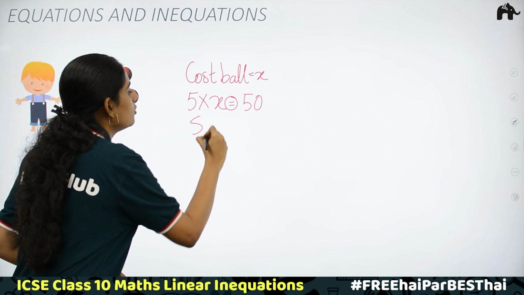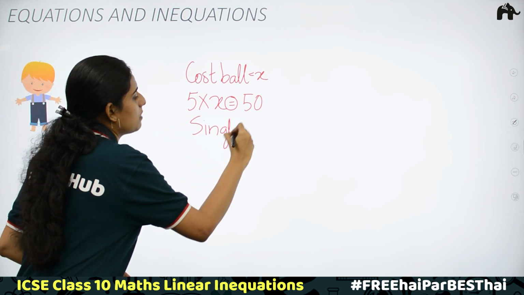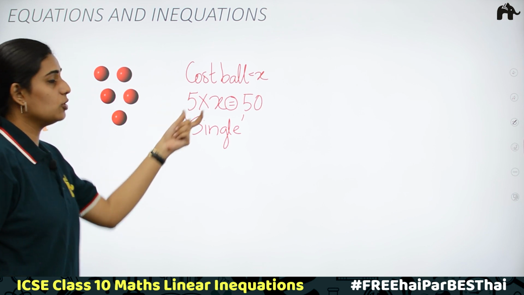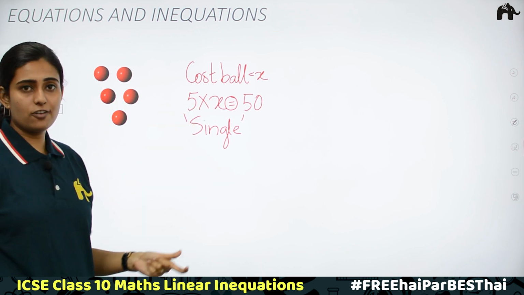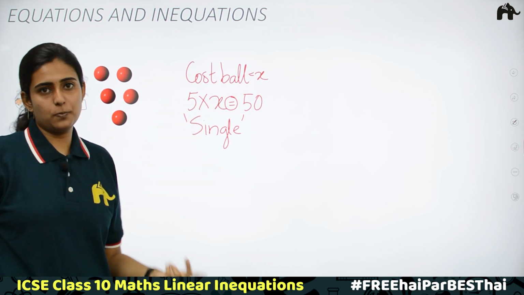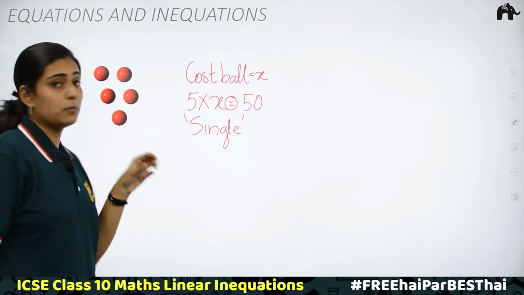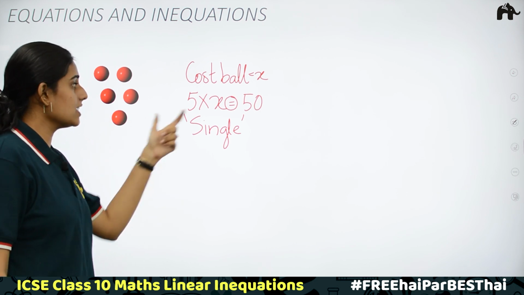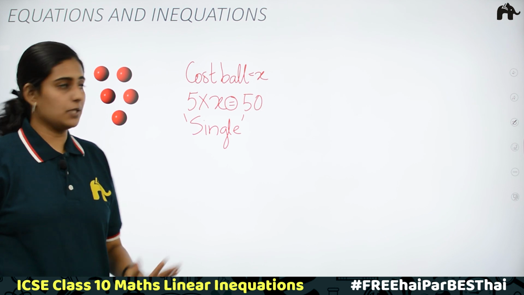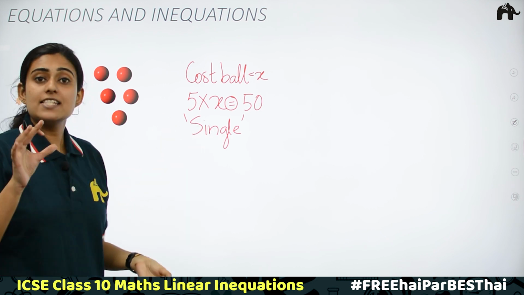X will have only a single value. Remember this point. Here, what is the value of X? X will be equal to 10 rupees. He is buying 10 rupee bowls. 5 bowls he is buying. That is, the total cost is 50. X will have a single value.